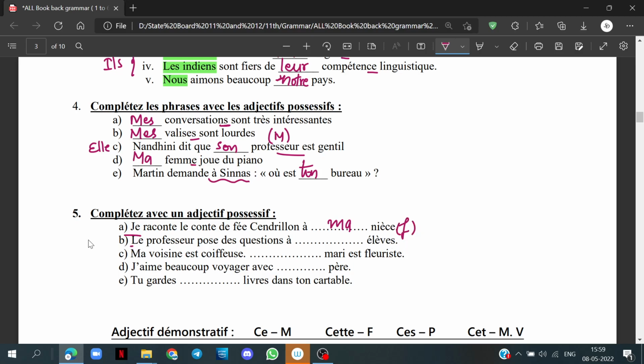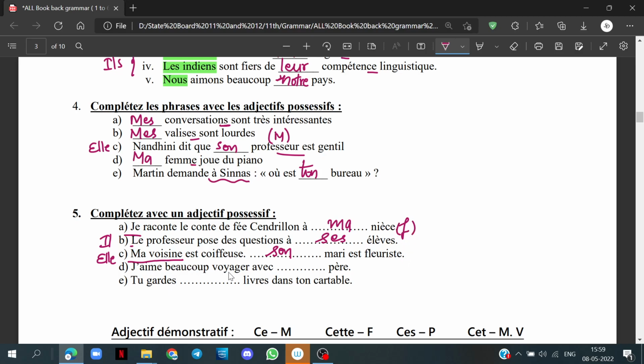Then the professor is il. The professor poses the questions to which students? My students? Their students? No, his students. So say, son, sa, ses. Then Wasim, my neighbor is a hairdresser. So my neighbor again is a lady, which is elle, and her husband is a florist. My neighbor is a hairdresser, and her husband is a florist.